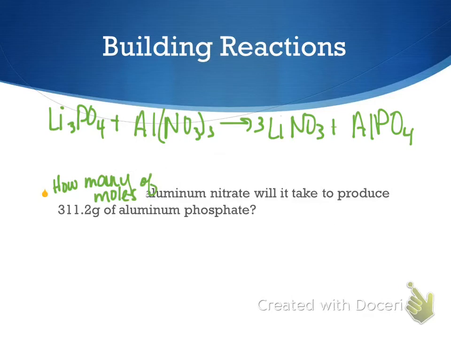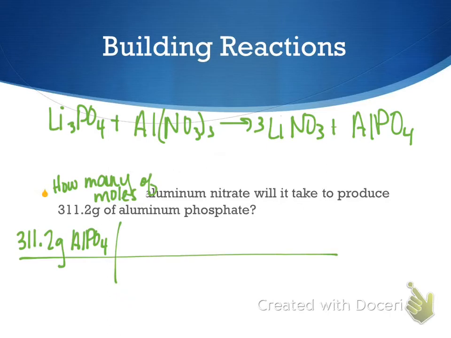This time we're going to start with what we know, 311.2 grams of AlPO4. And I want to go just to moles of aluminum nitrate. So how many steps is in my T-chart? 3, right? I take one off. I'm going from grams to moles to moles.